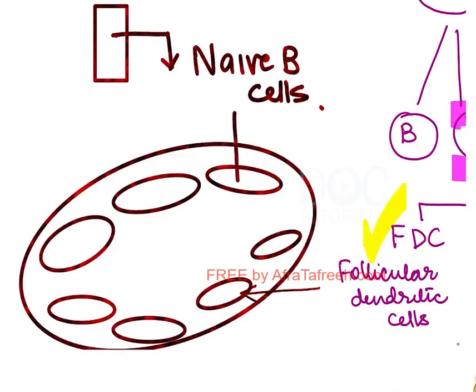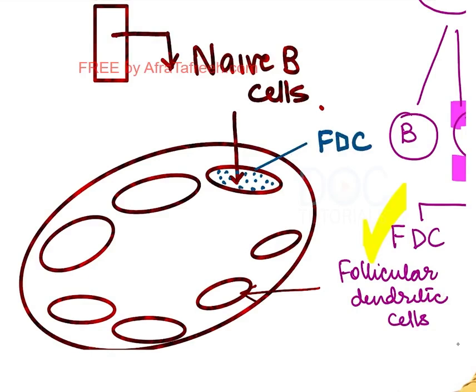Now they come into the follicles of the lymph node. So they have entered into the medical college. In the medical college, who is waiting for them? Their teachers, isn't it? So who is the teacher of the B cell? Follicular dendritic cells. Follicular dendritic cells are present in the germinal center of the lymph node.